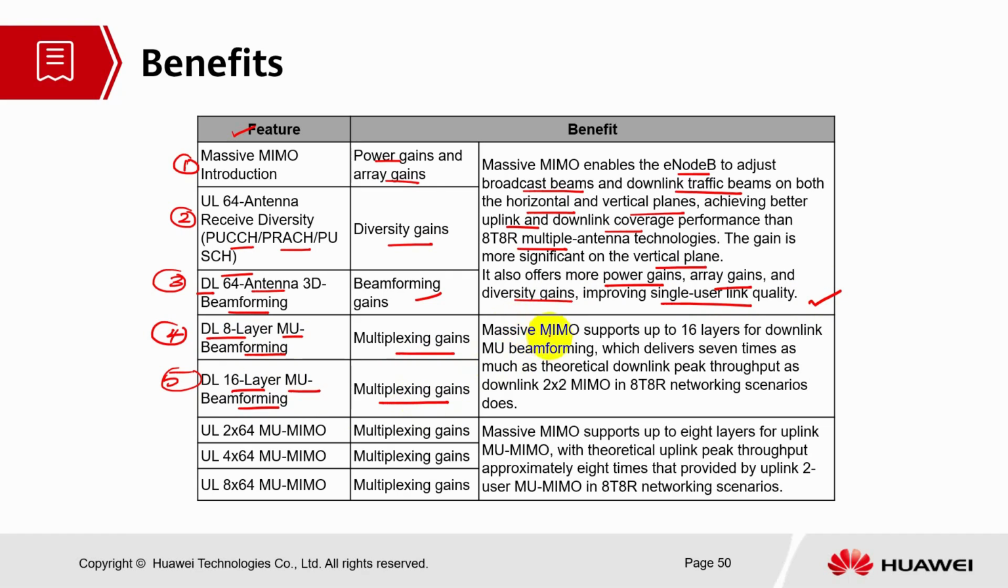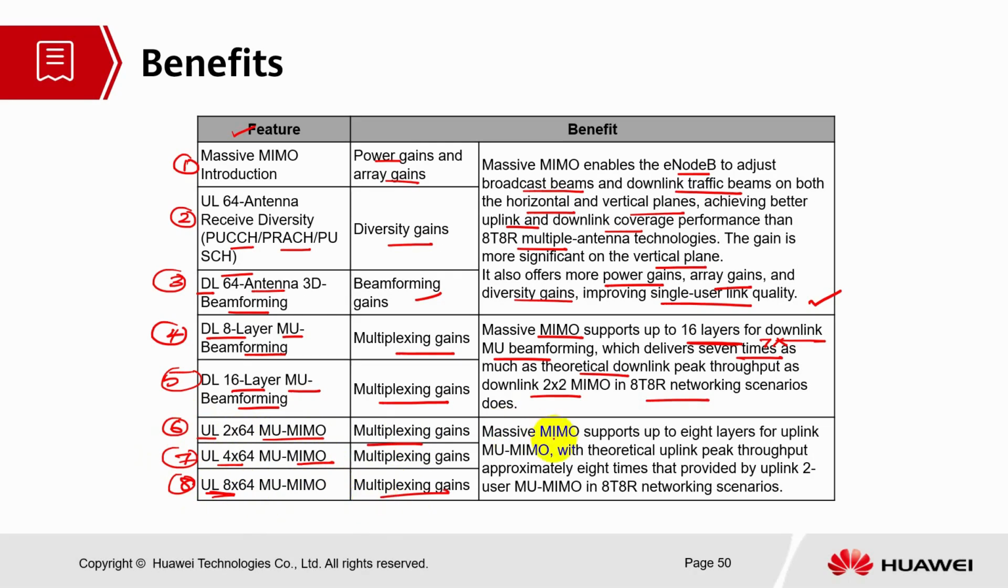The benefit of this Massive MIMO is that it supports up to 16 layers for downlink multi-user beamforming, which delivers 7 times as much theoretical downlink peak throughput as downlink 2x2 MIMO in an 8T8R networking scenario. For the feature of uplink 2x64 multi-user MIMO, we are going to improve the multiplexing gain. Uplink 4x64 multi-user MIMO, and uplink 8 layers, 64 multi-user MIMO, are all to improve the multiplexing gain.